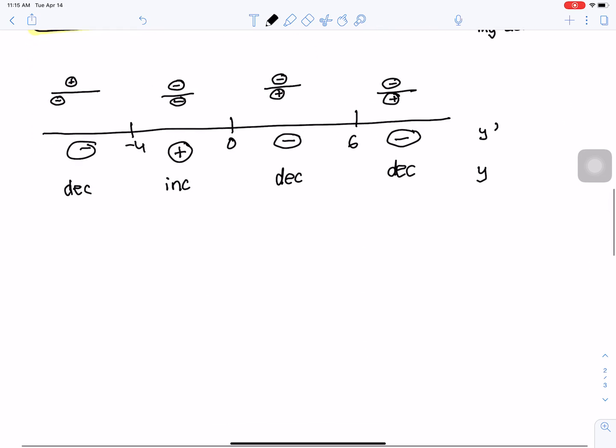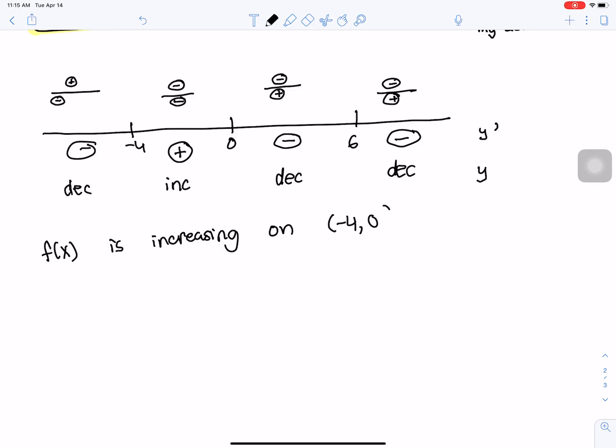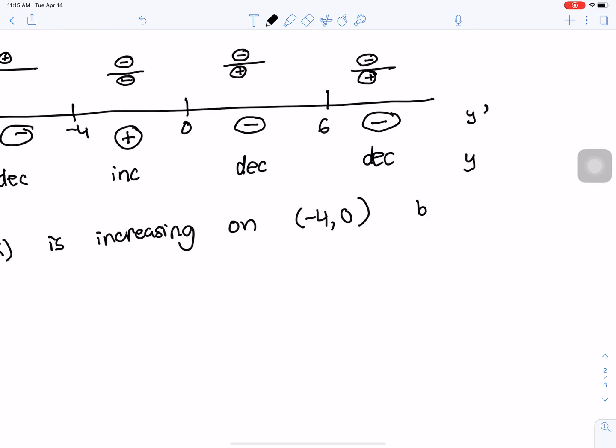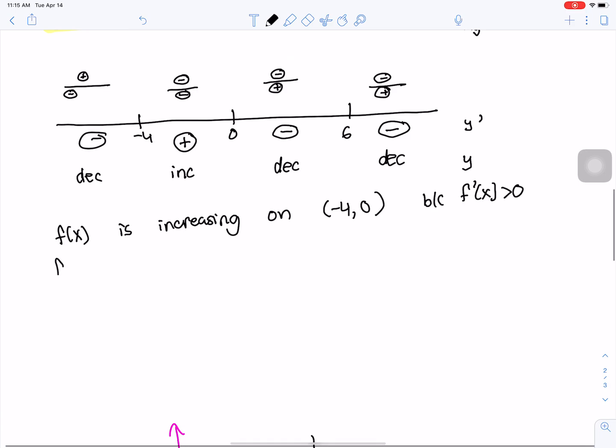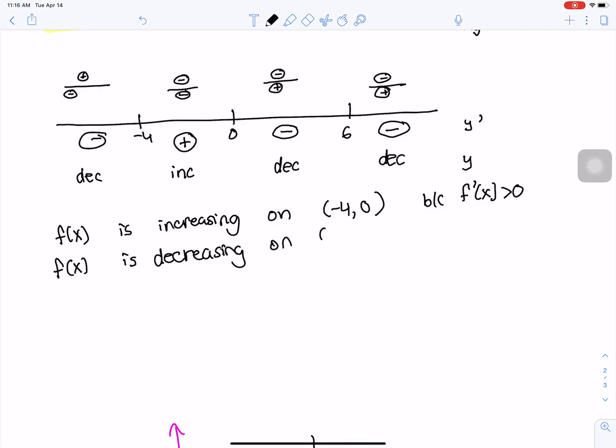Let's summarize that result. f of x is increasing on -4 to 0, and that's actually it, because f prime of x is greater than 0. You'll notice I switch between f prime and y prime, doesn't matter. f of x is decreasing on -infinity to -4, union 0 to 6, union 6 to infinity.